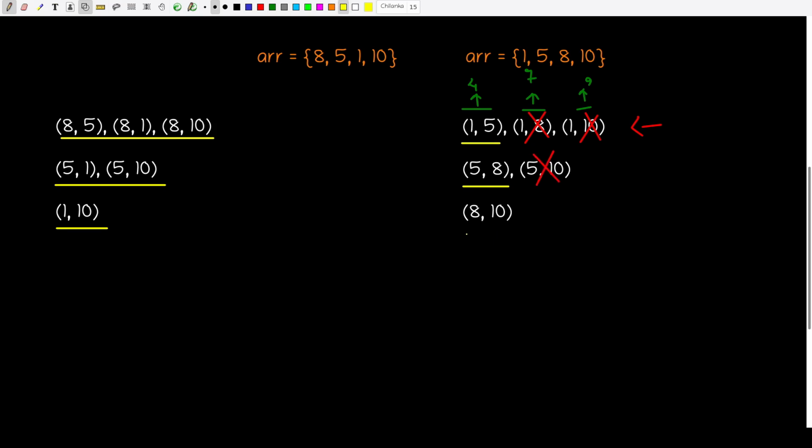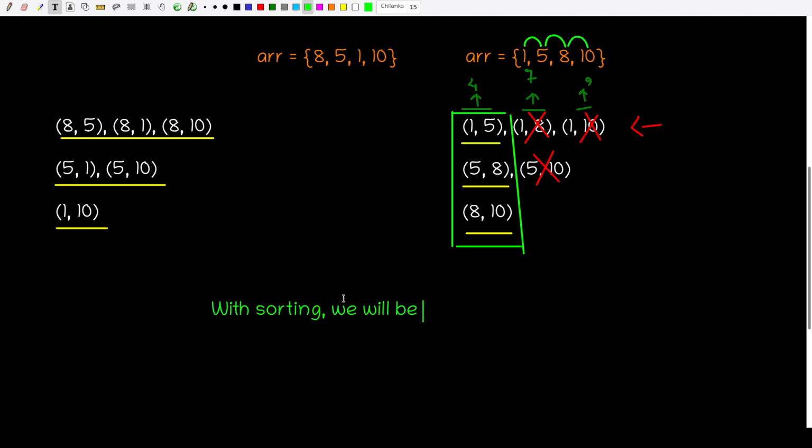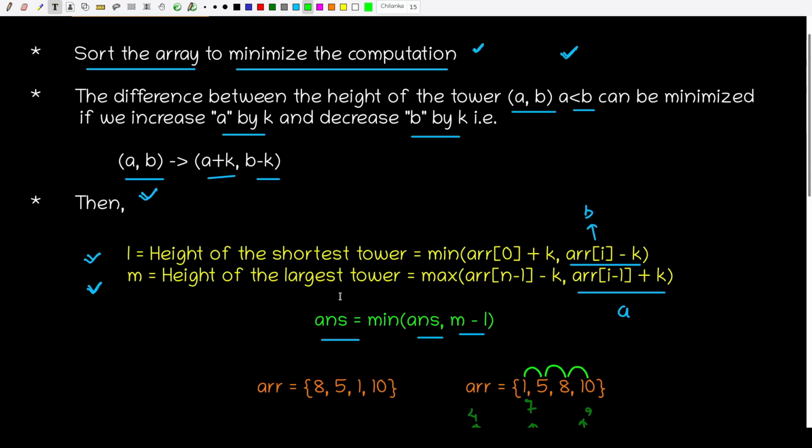Similarly, on this layer, we are just going to compute the difference between this pair. In a sense, since the array is sorted, we don't really have to compute the difference between all the pairs. Rather, we just have to compute the difference between this group. If you look carefully, this group is essentially the difference between the consecutive elements: 1 minus 5, 5 minus 8, and 8 minus 10. This is the reason, folks, why we are sorting the array. With sorting, we will be able to minimize the computation. So that's about the first part, folks.